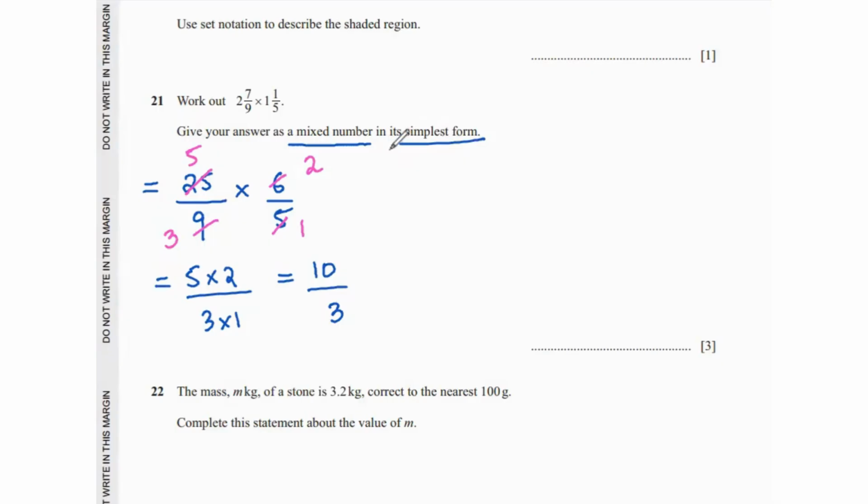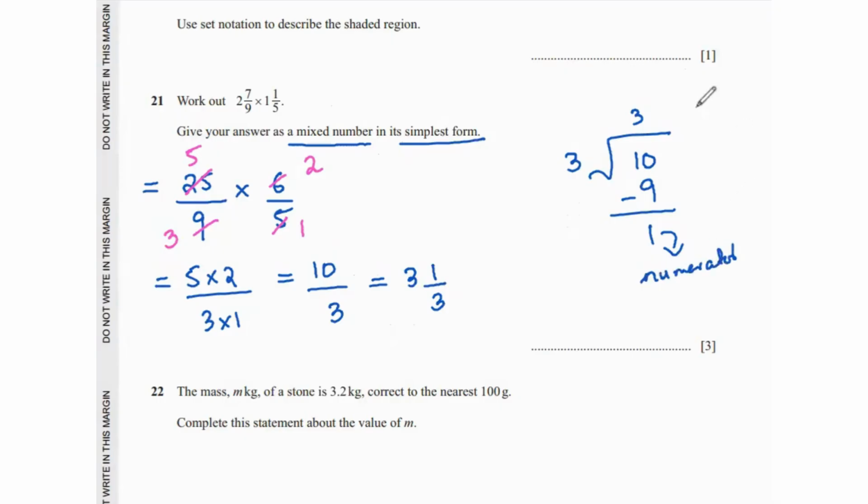The question wants the answer as a mixed number, so that means we divide 10 by 3. 10 does not come in the 3 times table, but 9 does. So 3 times 3 is 9. 10 minus 9 is 1. So it's going to be 3 whole number, 1 over 3. The remainder is always your numerator. This is your whole number. And this is always your denominator. So that is your final answer.